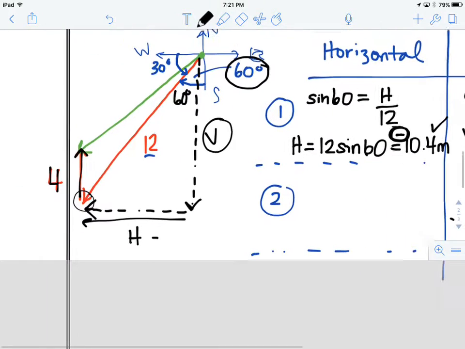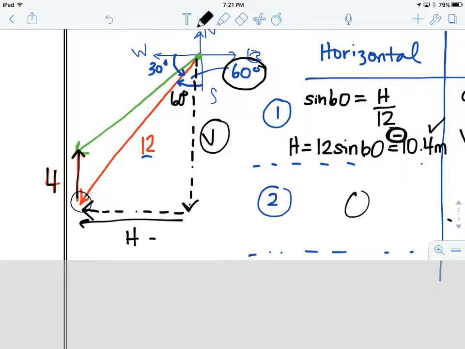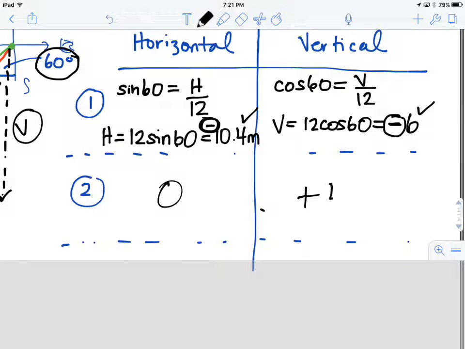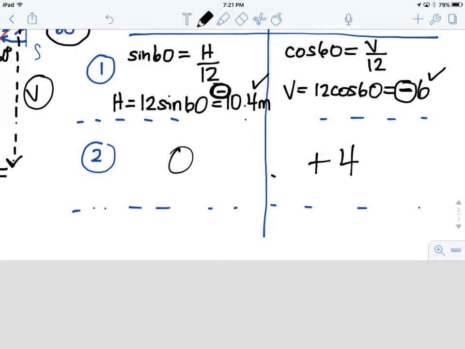Is there a horizontal component to this vector? You say no, there's nothing. So it's got 0. It's not going east or west. It's only going north. And in that case, I just add +4. So now I'm finished step 2, which is to resolve these vectors into their components.